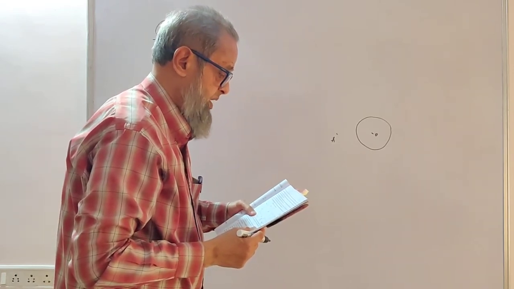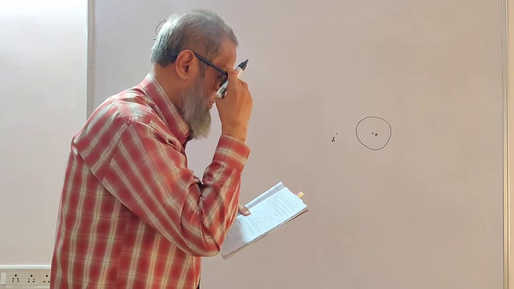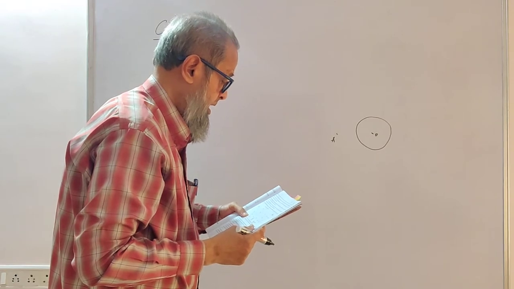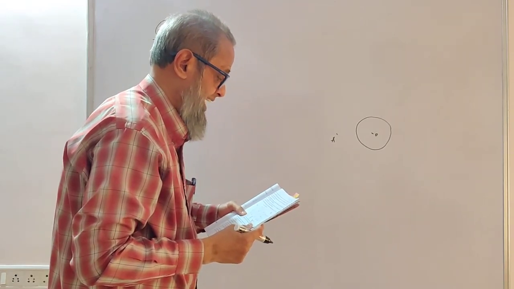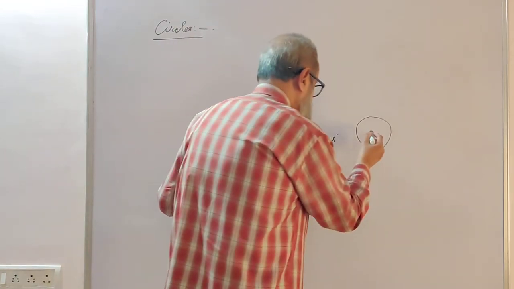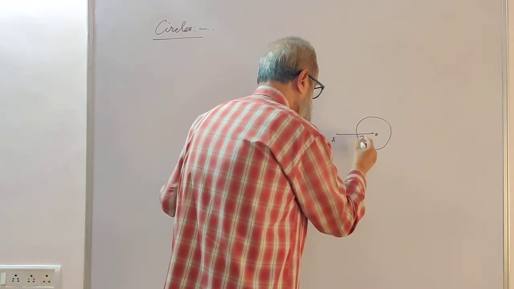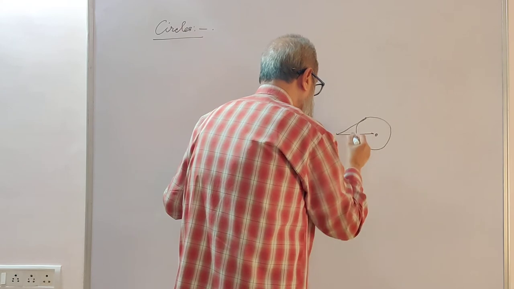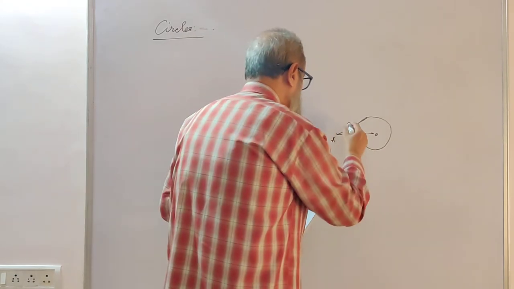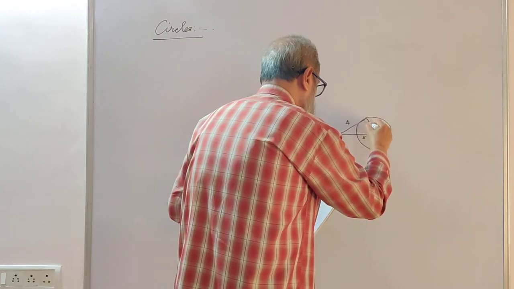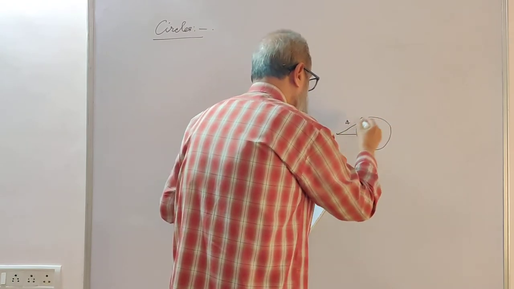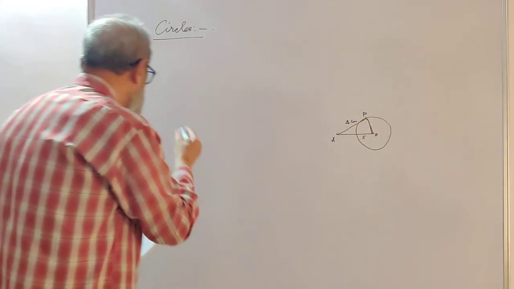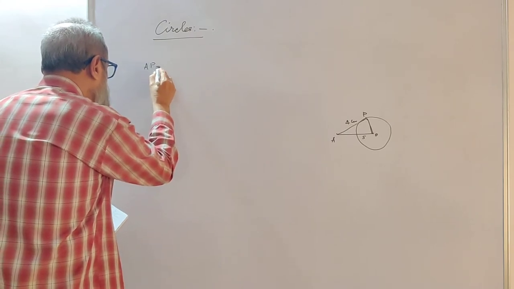The distance of the point A from the center is 5 cm. So O to A is 5 cm. From A we have drawn a tangent to this circle. The length of the tangent is 4 cm. He is asking us to find out the radius. I will call the point of contact P. AP is 4 cm.